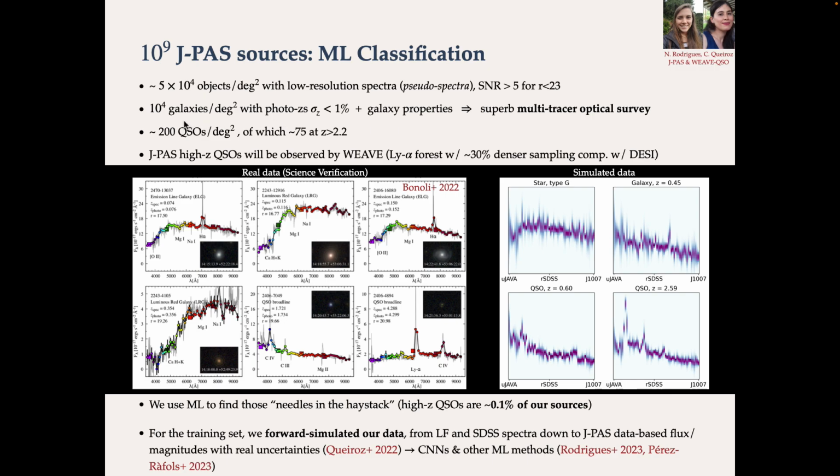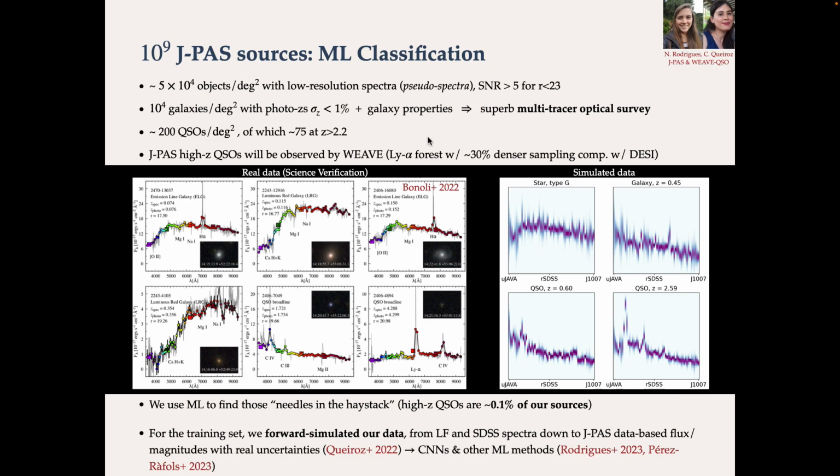We have about 10 to the 4 galaxies per square degree that can be used, which have photo-z's better than 1%. And because of these pseudo-spectra, we also get the galaxy properties. In the figure here, you can see actual data overlaid with the spectra from Sloan for objects such as an emission line galaxy, a luminous red galaxy, and also quasars. You can determine the class of the object, whether it's a star, a galaxy, a quasar, and so on, but we can also derive the redshifts and also some other properties of the galaxies.